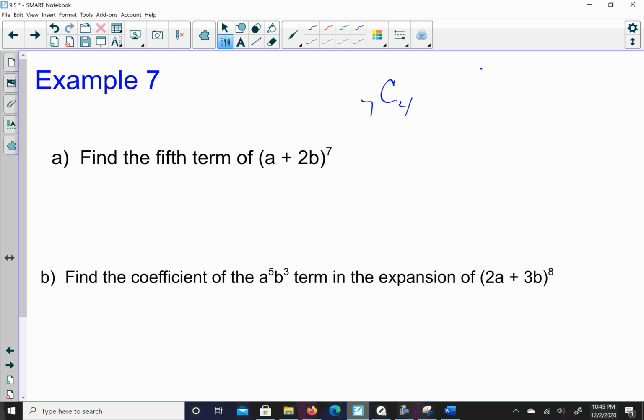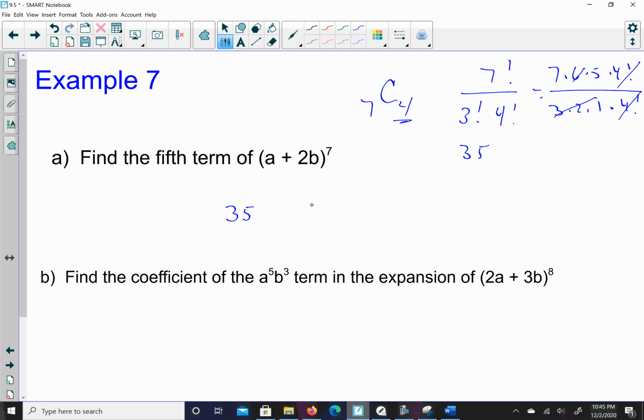So I'm going to do the 7 factorial over 3 factorial, 4 factorial. So that'll be 7 times 6 times 5 times 4 factorial over 3 times 2 times 1 times 4 factorial. The 4 factorials will simplify. The 6 and 6 will simplify. So I'll be left with a coefficient of 35. So my coefficient is 35.